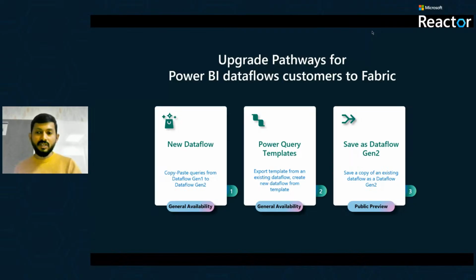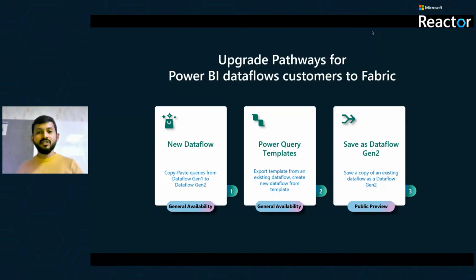The first option that you're looking at is a manual migration. You have your queries already available in your Dataflow Gen 1, right? So these are fully compatible with Dataflow Gen 2. So you can open your Dataflow Gen 2, copy paste them directly into the Gen 2 item in Fabric using the Power Query editor, and then that's it. Your queries and transformations are now available in Dataflow Gen 2.